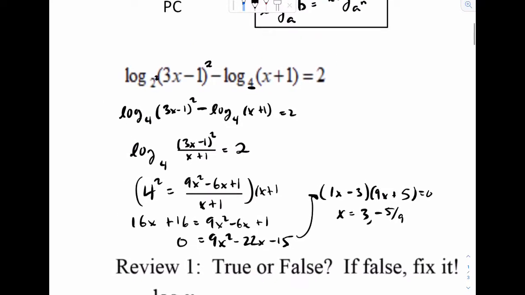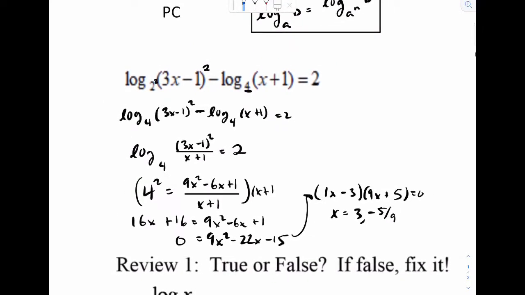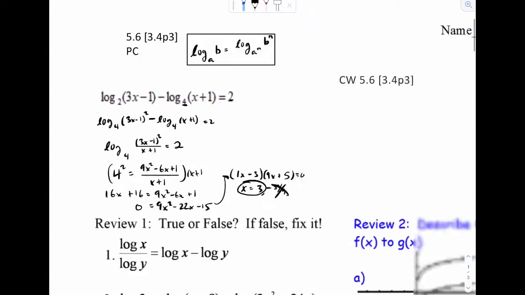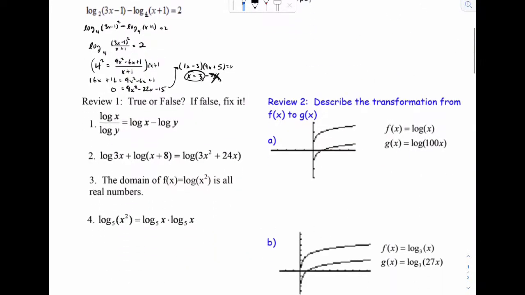Now we look back at the question. I can see that if I plug in negative 5 over 9 right here to this one, that creates a negative number. So that means that one doesn't work. So x equals 3 is our only answer. Okay, so that's our first advanced problem today. Let's look at a couple other ones.